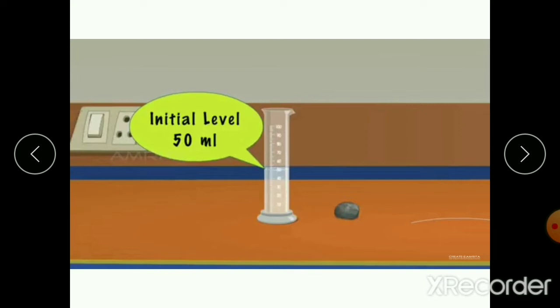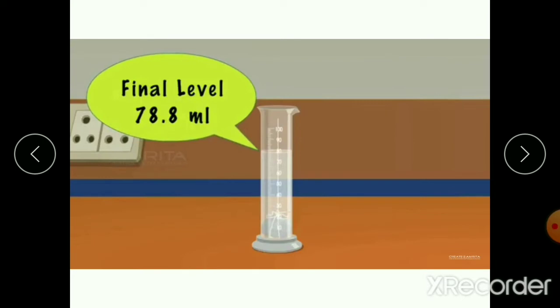The next step, take a measuring cylinder, fill it partially with water and note down the water level. That will be V1. So here V1 is equal to 50 ml. The initial level of the water is 50 ml. Next, you tie the given solid with a thread and gently lower the solid in the water contained in the measuring cylinder. Take care that no water splashes out or spills out. Note the level of the water again, that will be V2. So here what is V2? The final level of the water, 78.8 milliliter.